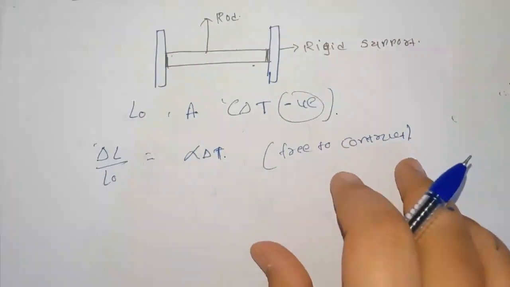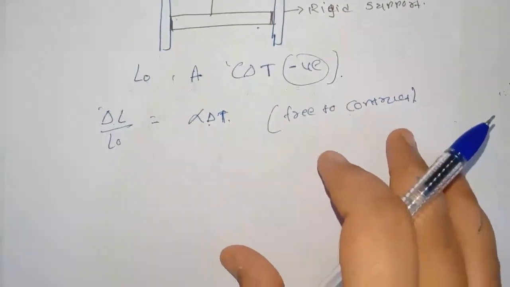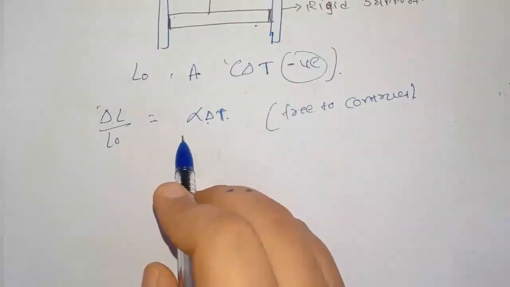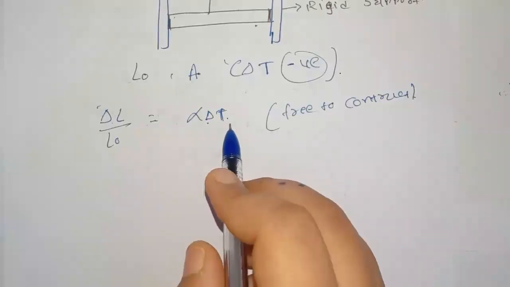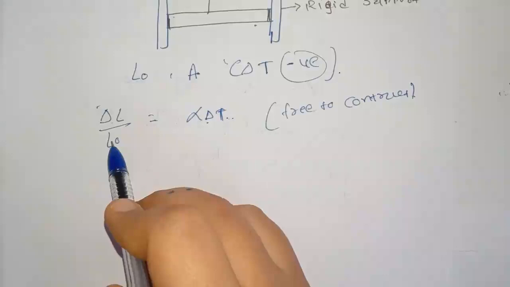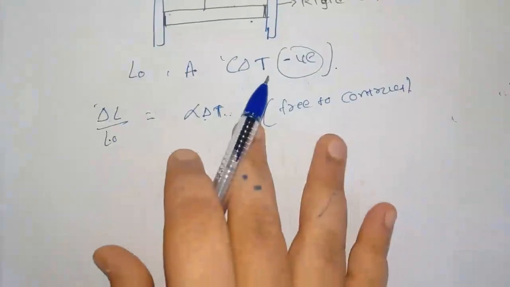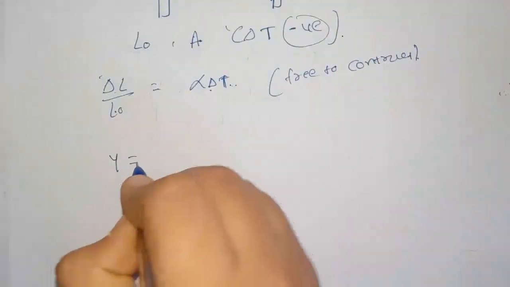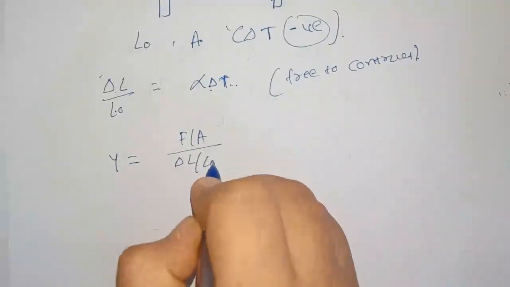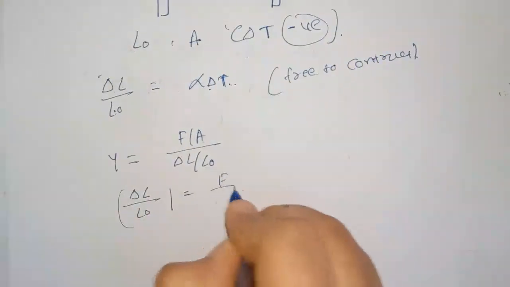Here both delta L and delta T are negative, so we have not given the sign. The tension must increase by an amount F that is just enough to produce an equal and opposite fractional change, that is delta L by L naught, from the due to this supports. Now, Young's modulus for a given material can be written as F by A upon delta L upon L naught. So, delta L upon L naught will be equal to F upon A Y.